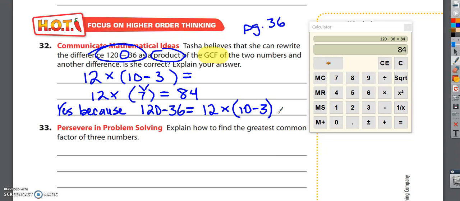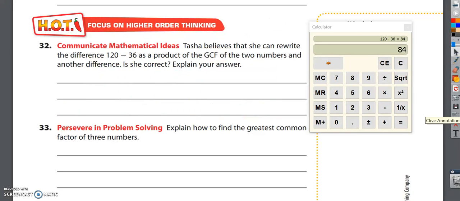And 12 times (10 minus 3) is the product of the greatest common factor of the two numbers and the other difference, which happens to be 7. So again, I know that's a little bit confusing, but it is similar to what we did at the top. The main difference between this and what we did at the top of the page is that this was a subtraction problem, but it's the same thing. So good job. All right, moving on.